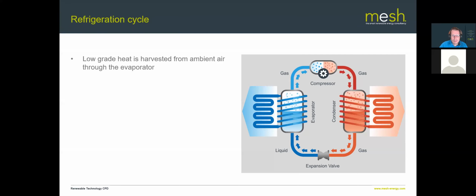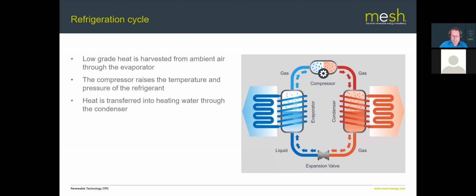So we'll just look at a little bit more detail there. Low-grade heat is harvested through the evaporator. The compressor raises the temperature and pressure of the refrigerant. Heat is transferred through the condenser, and then the expansion valve operates to get back to the start again. So it's pretty straightforward.